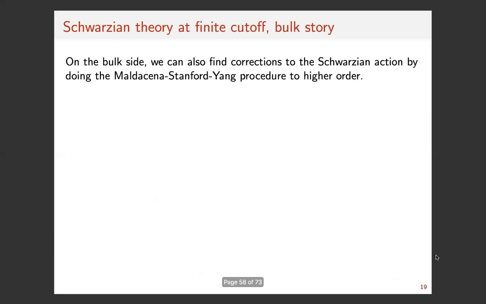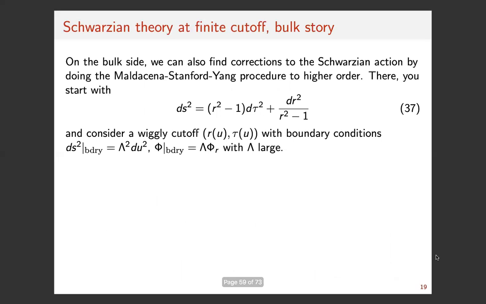You can also consider doing the Maldacena-Yang-Stanford procedure to higher orders, which would be more of a bulk point of view of putting the JT theory at finite cutoff. In that procedure, you'll have this wiggly cutoff on the boundary, and you have particular boundary conditions, as I wrote below. However, if you consider putting JT gravity at finite cutoff in this particular way, you'll find a different answer than if you use the deformation that I've been talking about.